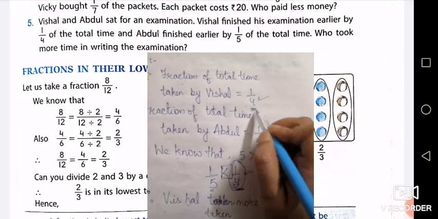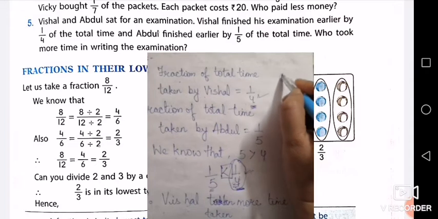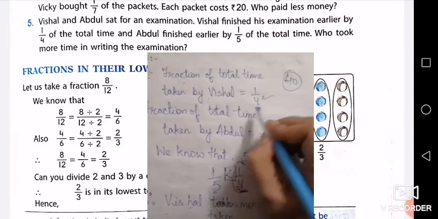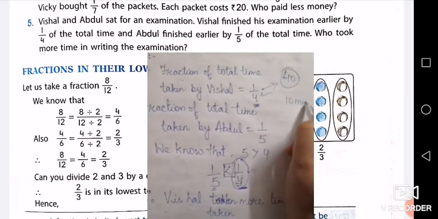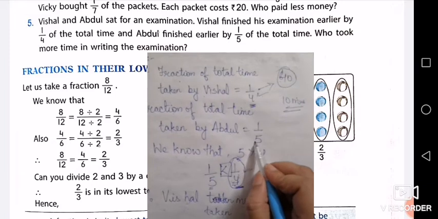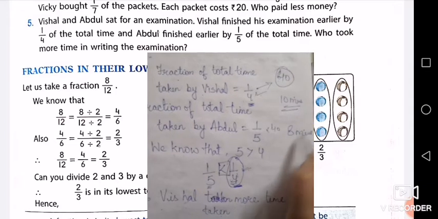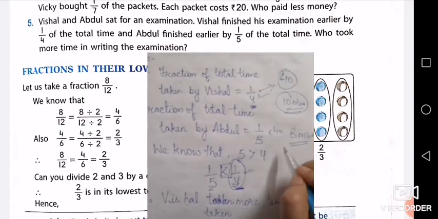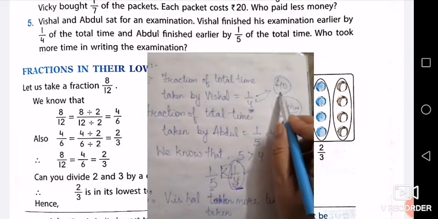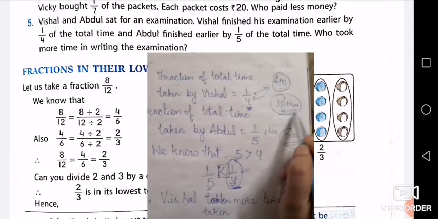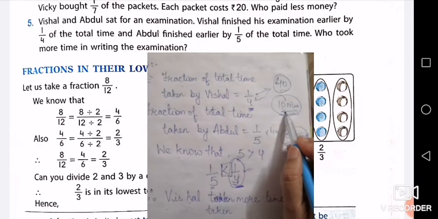Now here, if we take an example of 60 minutes, or we will take example of 40 minutes. So 1 by 4 of 40 will become, 4 tens are 40, this will become 10 minutes. Then 1 by 5 of 40, 5 8s are 40, that will become 8 minutes. So who took more time? 10 minutes is more than 8 minutes. This example I have taken to make you understand. You have a 40 minutes exam. If one child has done in 10 minutes and one child has done in 8 minutes, then who took more time? 10 minutes has taken more time.